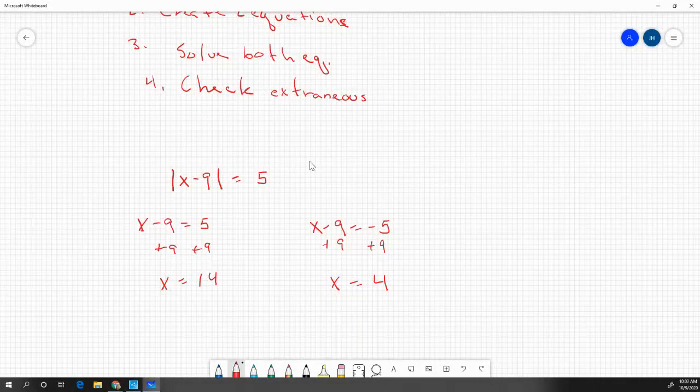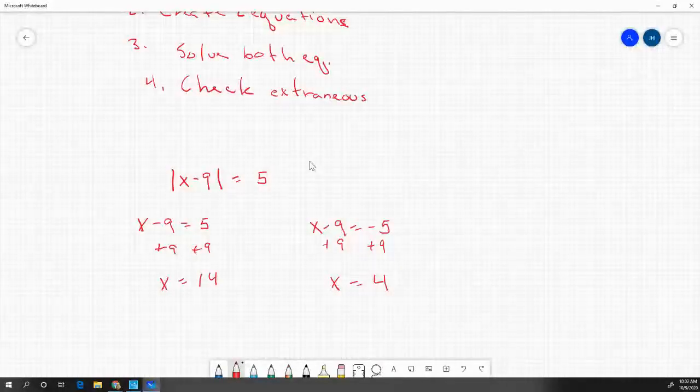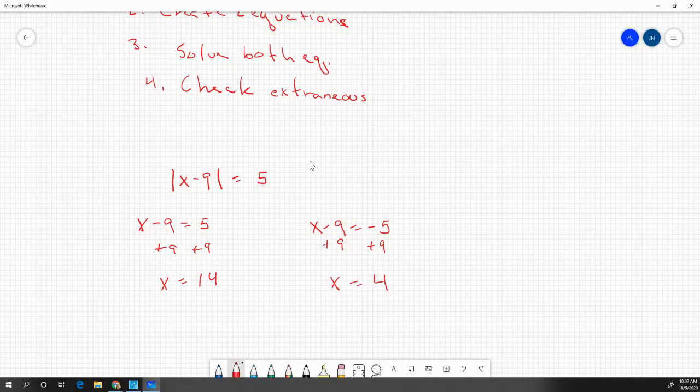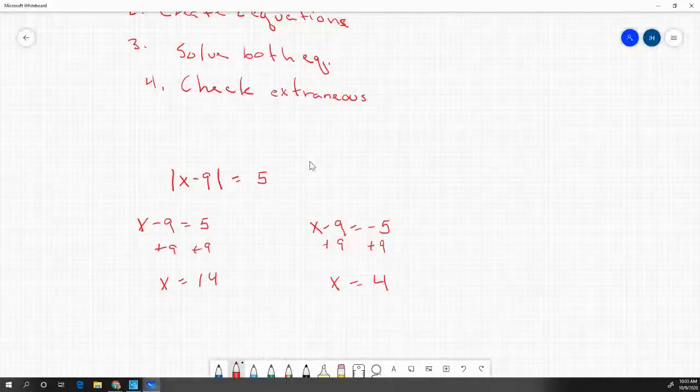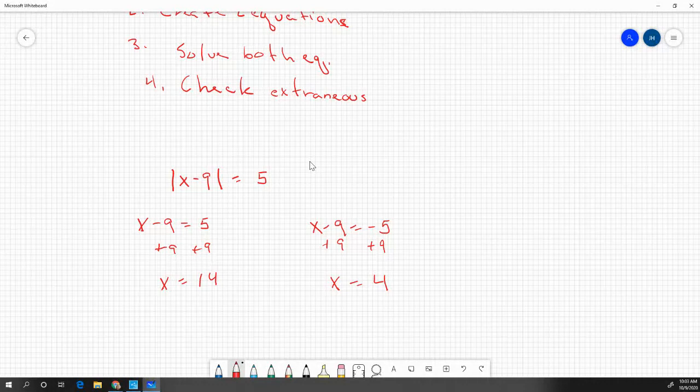Now, the fourth step is to check for extraneous solutions. I just mentally do it most of the time, unless the problems are super big, in the original equation. But I can just look at this and I go, okay, well, if I put in 14 where this x is, right? Let's see, I can do that.